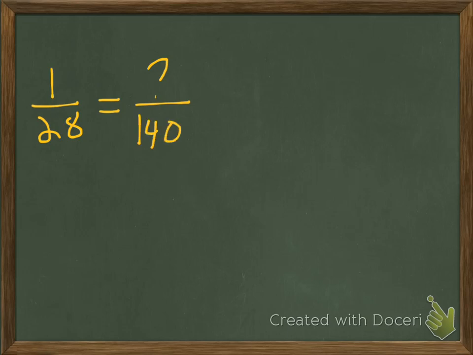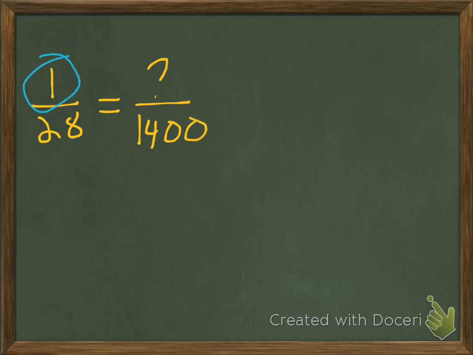Alright, number 5. The probability of a female student being chosen to be on the drill team is 1 in 28. If there are 1,400 female students in the school, how many could be on the drill team? Alright, so what is the probability of getting on the drill team? Alright. We want to know how many will make it over, what's the total number of students? 1,400.